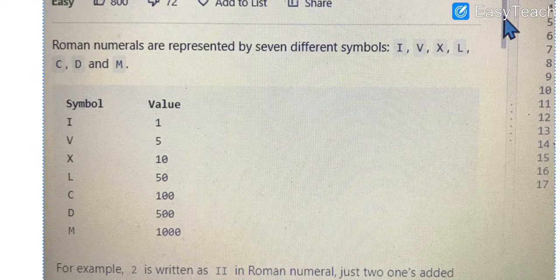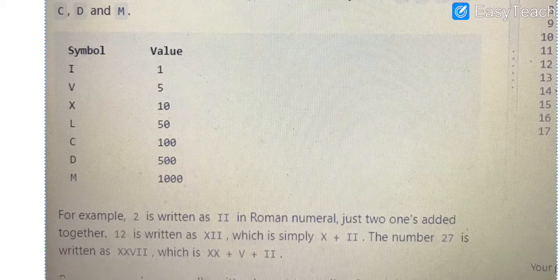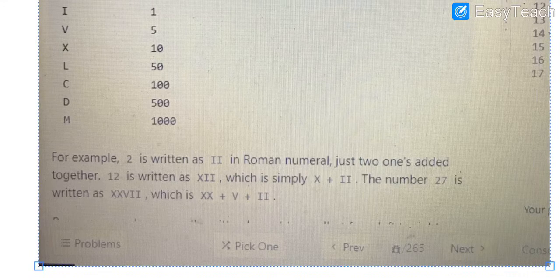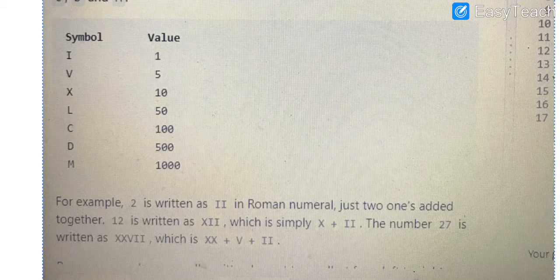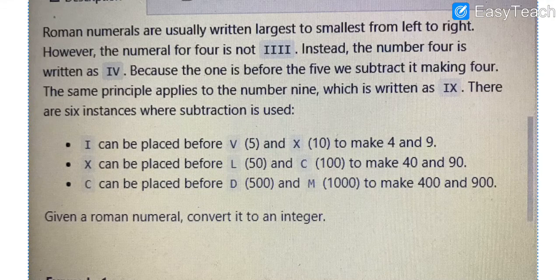The Roman numerals are represented by 7 different symbols as we know. So 2 is written like this and 27 as 2 tens plus 5 plus 2, which is 27. Usually, Roman numerals are written from largest to smallest from left to right. However, there are some exceptions like 4. Instead of writing 4 as 1 four times, it is written as 1 and 5, because since the 1 is before 5, we have to subtract 1 from the 5.